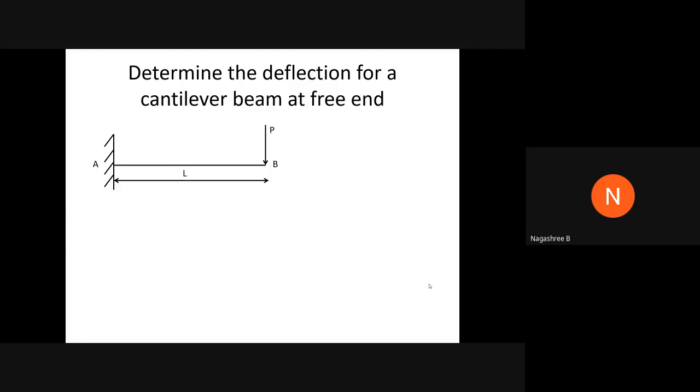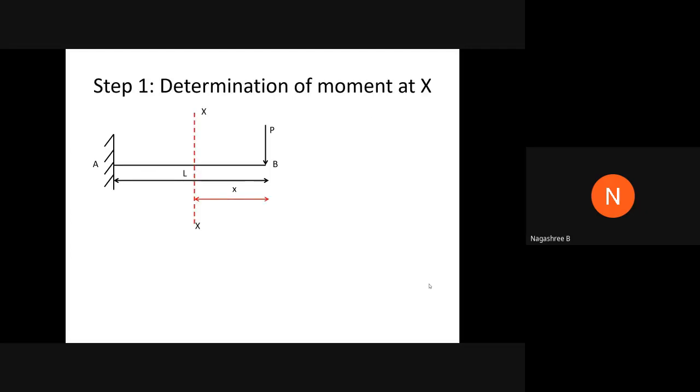We need to determine the amount of deflection for the cantilever beam at the free end. So now I just consider a section xx, which is at a distance of x from point B.